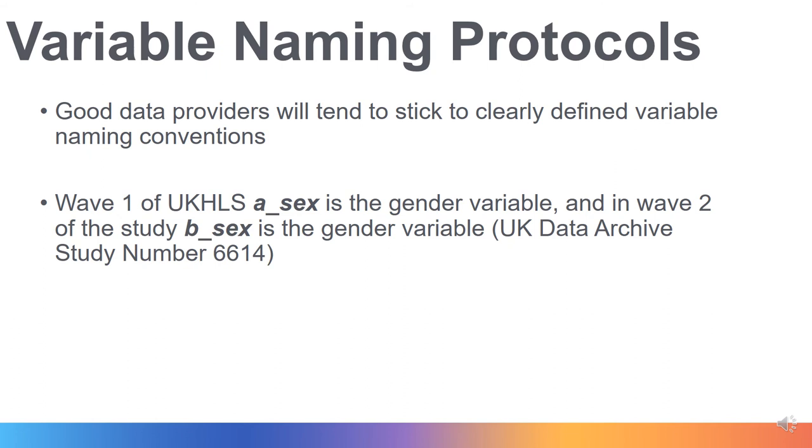This, for example, is wave one of Understanding Society, the UK Household Longitudinal Study. There's a gender variable called a_sex. So in wave A of the survey, wave one of the survey, it's a_sex. In wave two, it's b_sex, and so on. And if you go to the UK Data Archive, you'll see this in study number 6614.